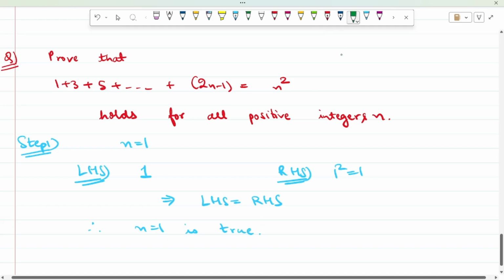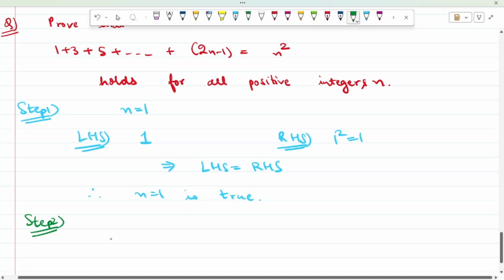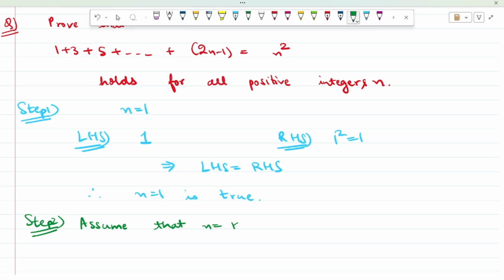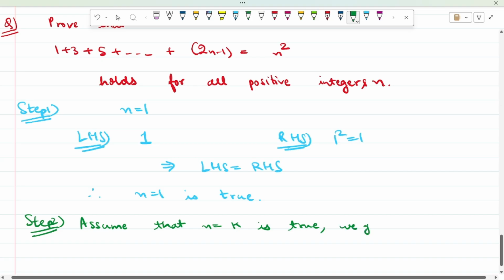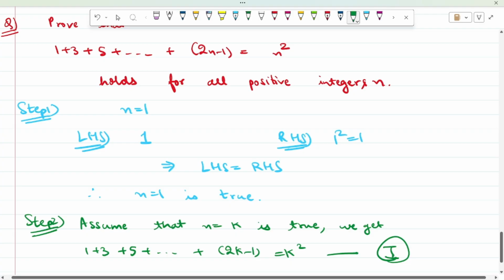What we're going to do next, in step 2, we will assume that n is equal to k is true. Then what you're going to get? 1, 3, 5, so on till 2k minus 1 is k square. Let us label it as the first one. Okay, this is our first.